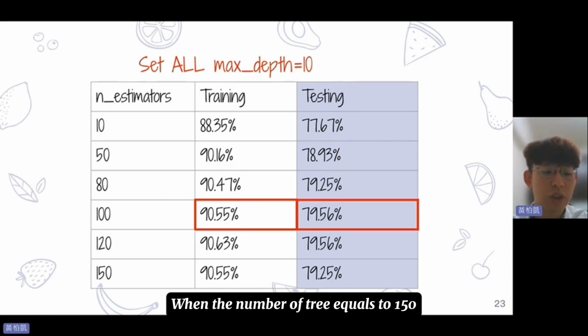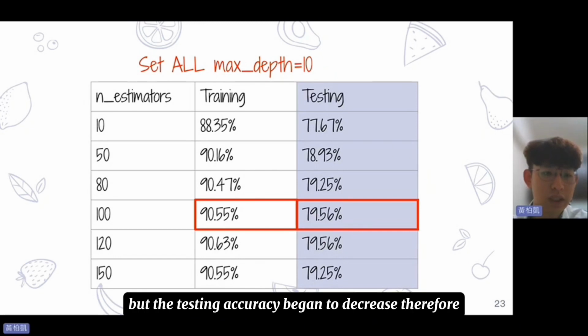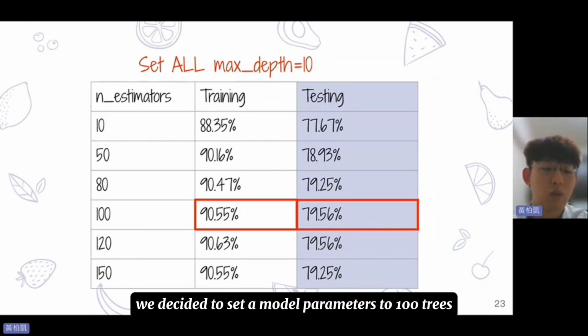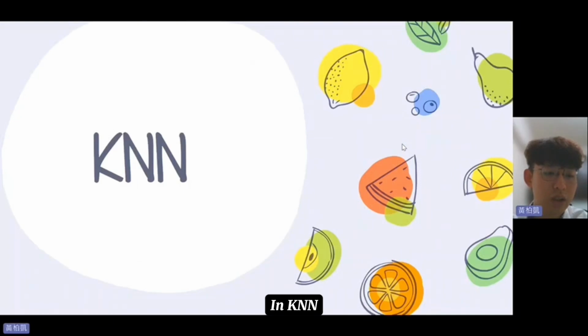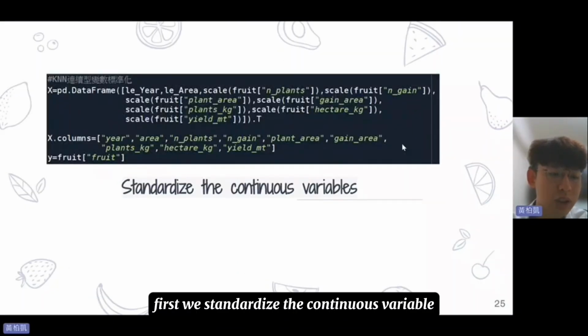When the number of trees equals 150, the training accuracy was equal to the 100-tree training accuracy, but the testing accuracy began to decrease. Therefore, we decided to set the model parameters to 100 trees with a depth of 10. In KNN, first, we standardize the continuous variables.